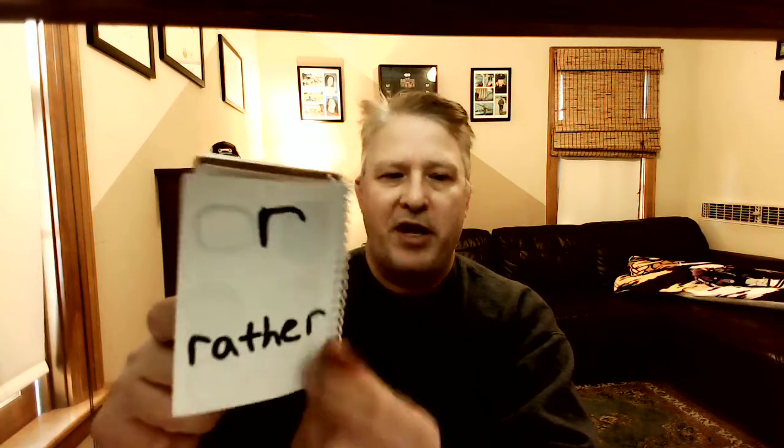Next, we have the letter R, and R is dots 1, 2, 3, 5, and R by itself represents the word rather, R-A-T-H-E-R. Next, we have the letter S, which is dots 2, 3, 4, and S by itself is the word so, S-O.